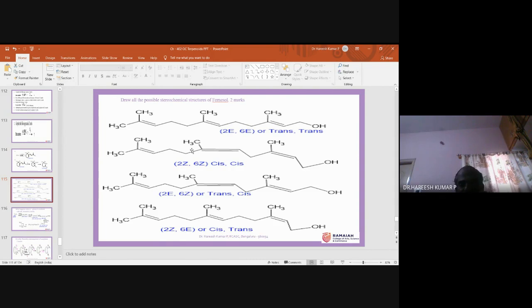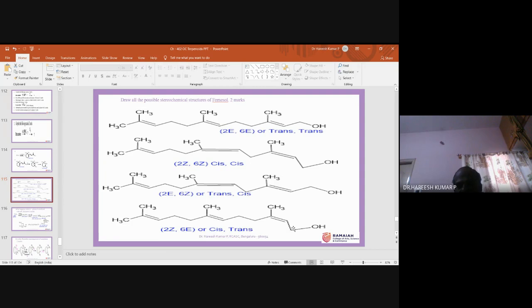Okay, this also, both the priority groups are on the same side. So both are Z. This is Z. This also is a Z. That means 2Z, 6Z, so cis is farnesol. And here, 2E. 2E means trans, and 6Z. 6Z means it's a cis because both the priority groups are on the same side. Here the priority groups are on the opposite side. So it is called trans cis farnesol.